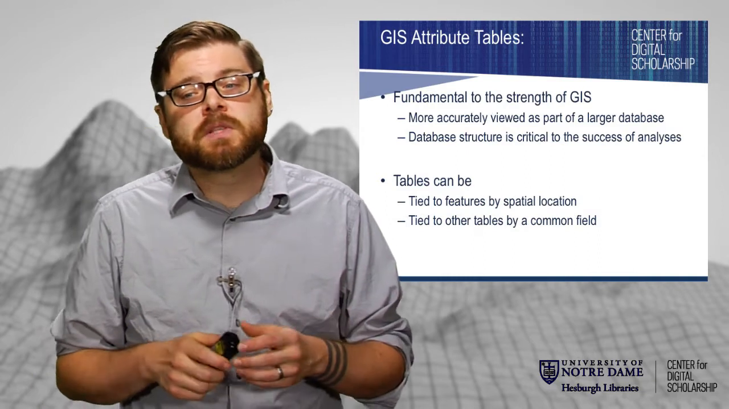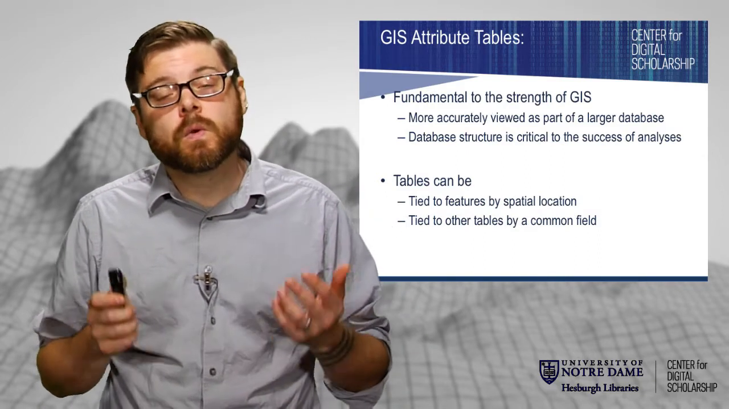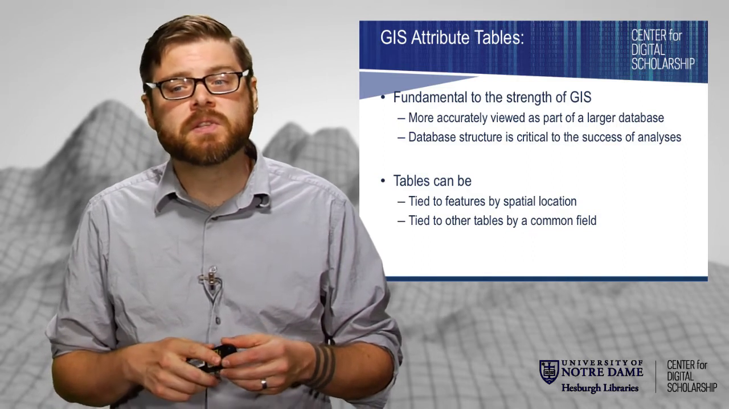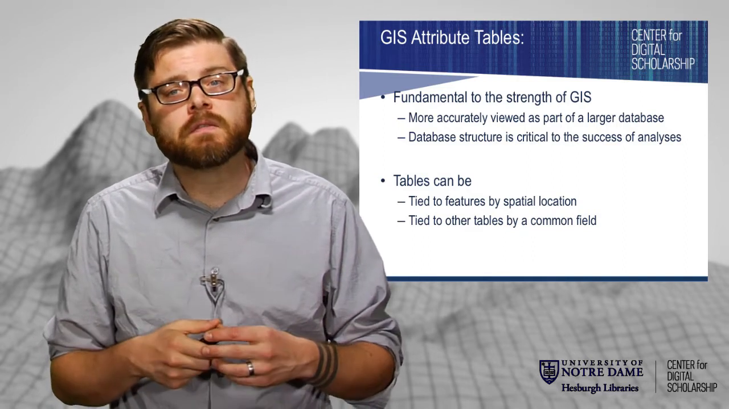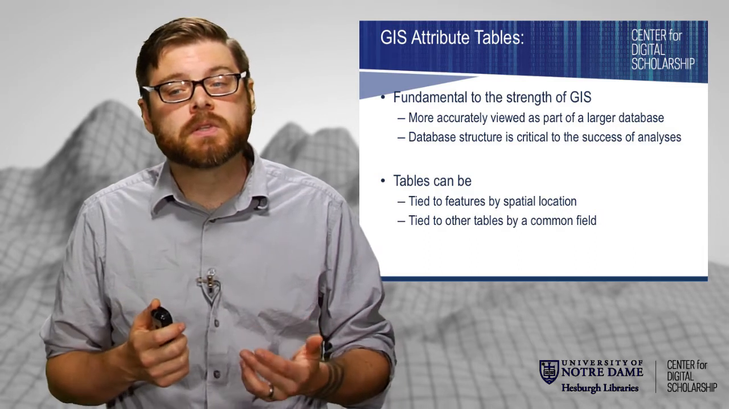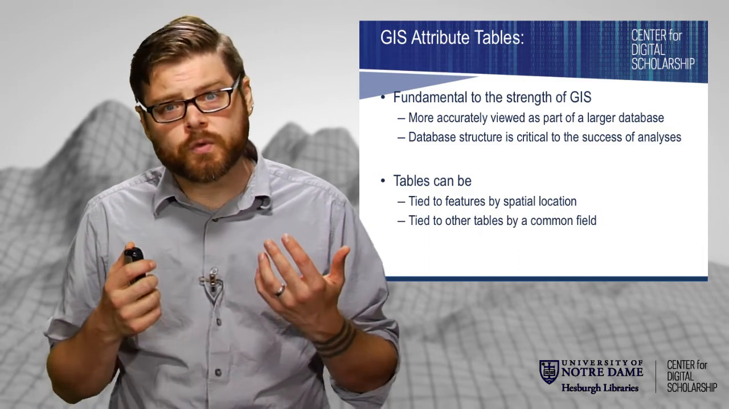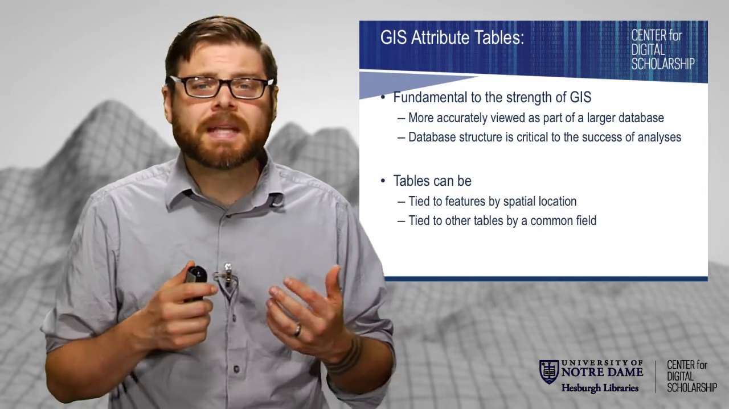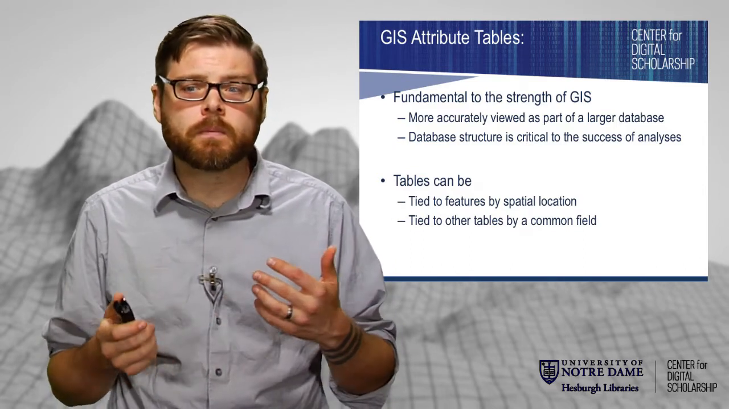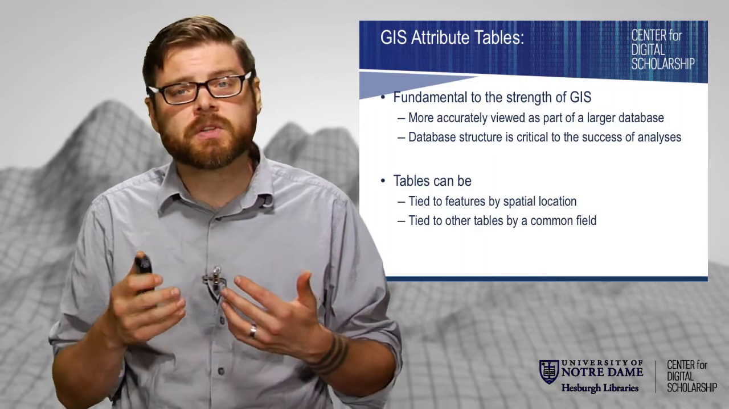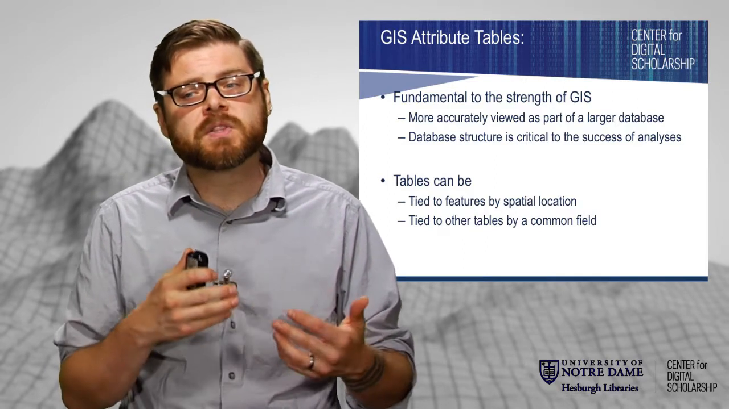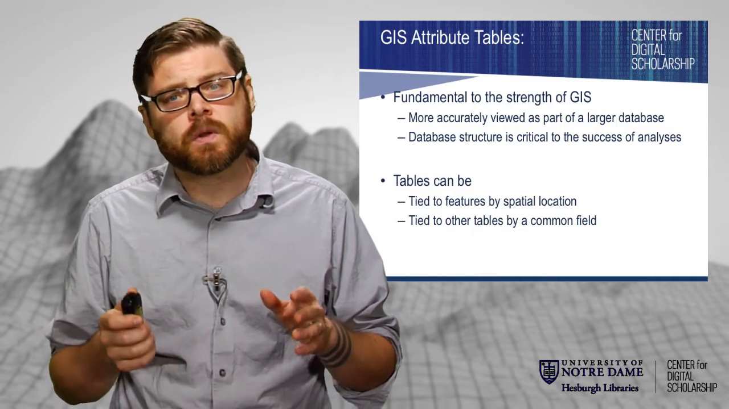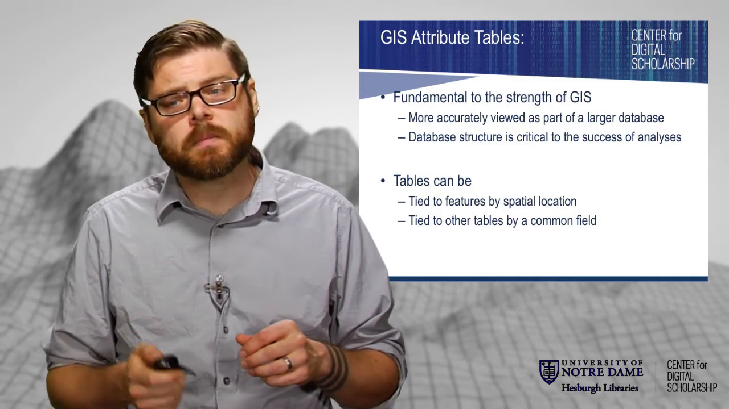But the attribute tables themselves are very important to GIS analysis. They're kind of a fundamental strength of the GIS system, and really can be more accurately viewed as part of a larger spatial database. So the structure of these is crucial to the success of whatever analysis we're going to be working with. And we can tie these tables together either between each other based on spatial location or based on some sort of common or index field between them. We'll talk about this in a lot more detail in one of the other modules on tables and databases.